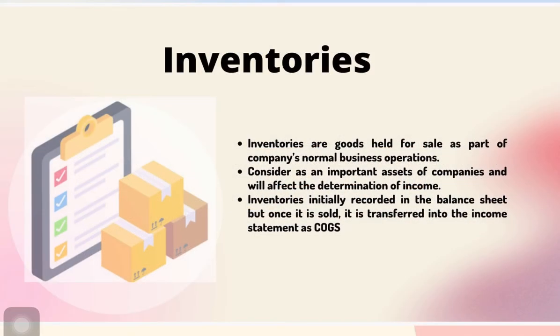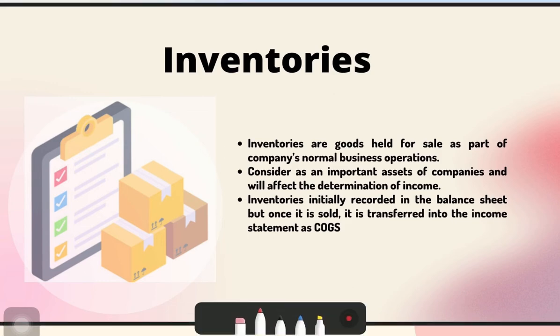Alright, next, inventories. Inventories are goods held for sale as part of a company's normal business operation. They are considered an important asset of a company and will affect the determination of income. Inventories are initially recorded in the balance sheet, but once sold, they are transferred into the income statement as COGS, or cost of goods sold.